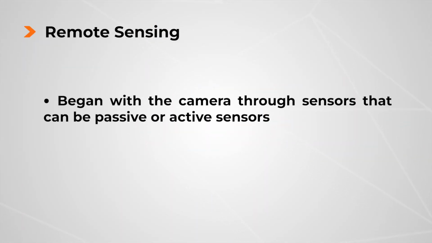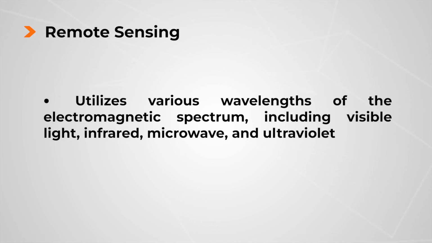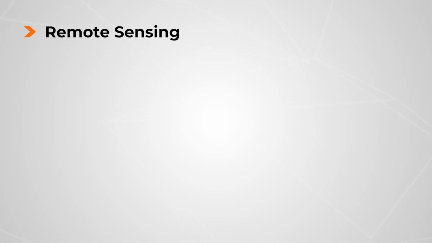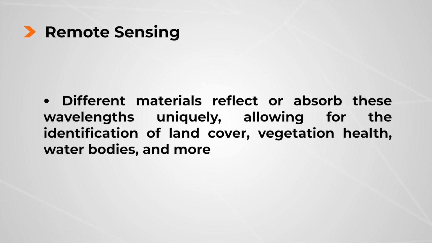Remote sensing began with a camera with a sensor that could be passive or active. These were mounted under a balloon first and then aircraft. Remote sensing utilizes various wavelengths of the electromagnetic spectrum, including visible light, infrared, microwave, and ultraviolet. Different materials reflect and absorb different wavelengths uniquely, allowing for identification of land cover, vegetation health, water bodies, and others.